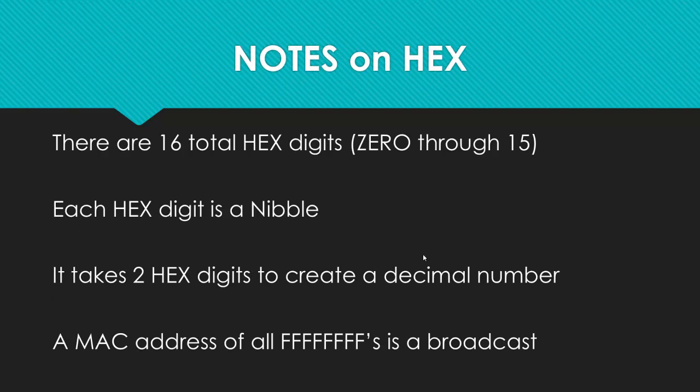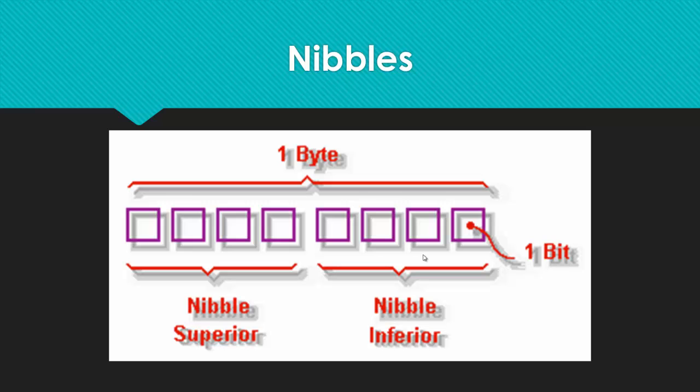But there are 16 total digits, 1 through 15 plus 0. So there are 16 total hex digits. Each hex digit is a nibble. And if you remember, a nibble is 4 bits. So it takes 8 bits to make a byte, and it takes 2 nibbles to make a byte.